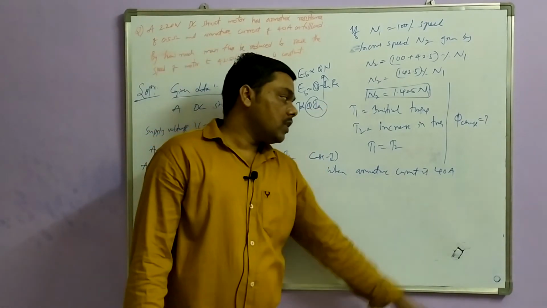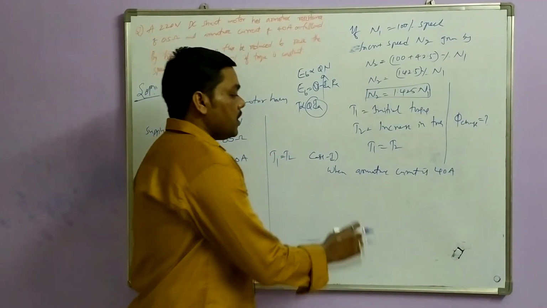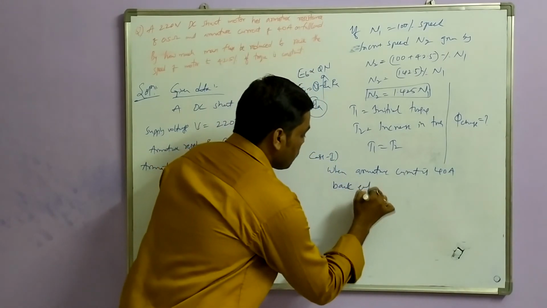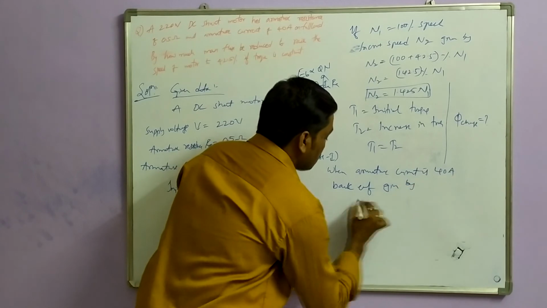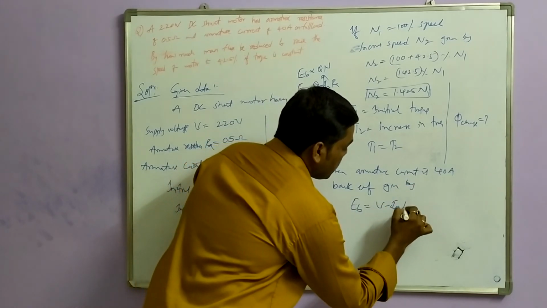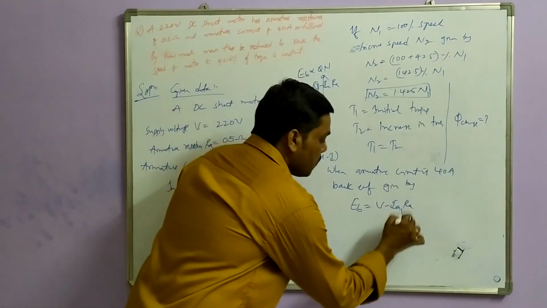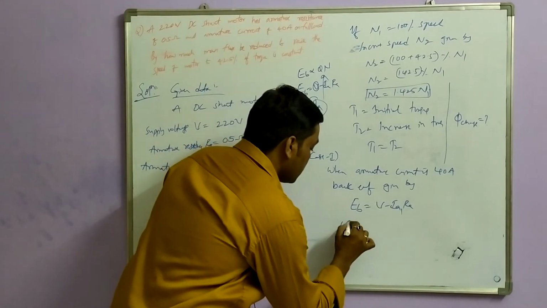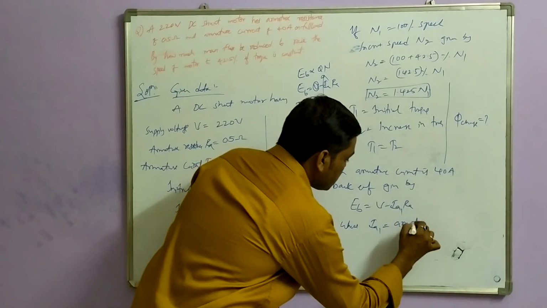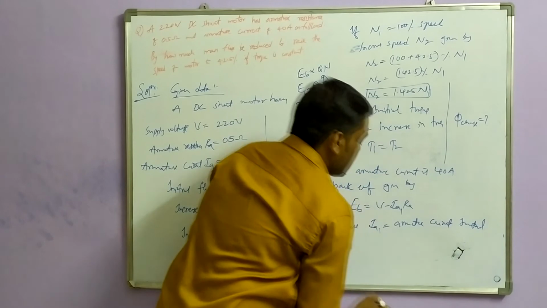Now we are going to evaluate the back EMF for both cases. When the armature current is 40 amperes, the back EMF is given by EB equal to V minus IA into RA. Let us say this is IA1, the armature current, nothing but the initial armature current.